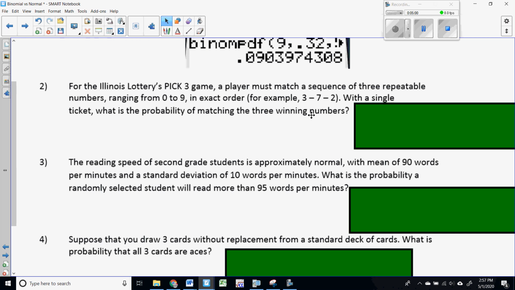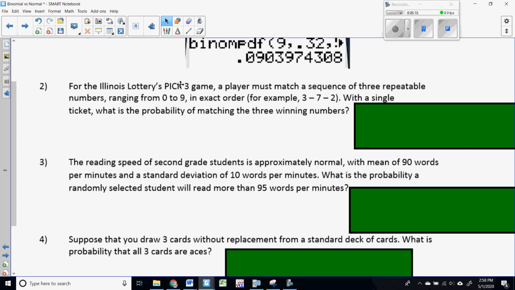Notice, this is not mean, standard deviation, so it's not normal. They don't really give us a probability and a number of trials. It's not binomial. This is just the probability where you have to figure out what's the probability of winning.